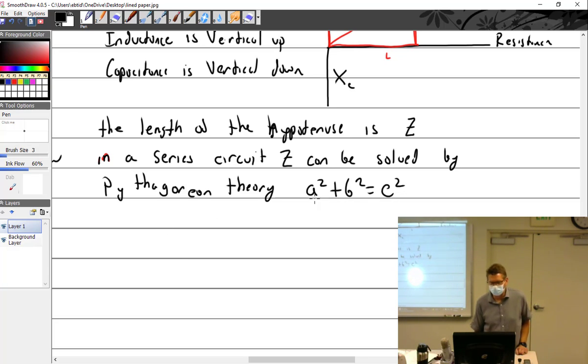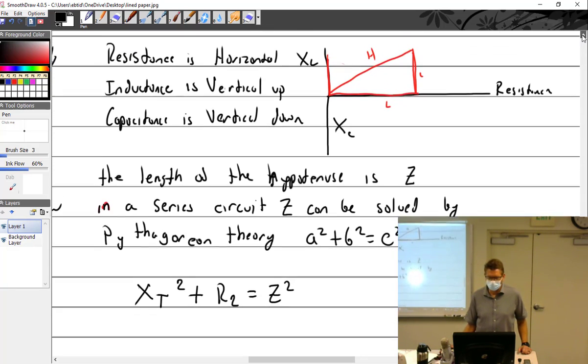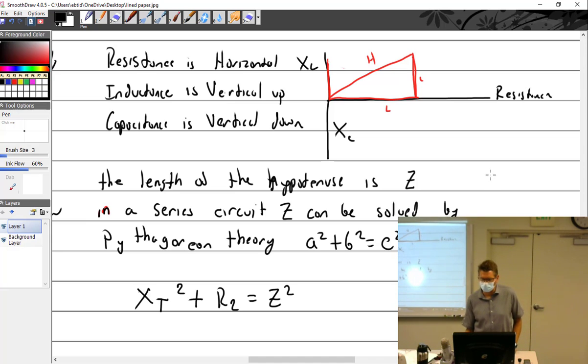All right. Now, we're not going to use A squared plus B squared equals C squared. We're going to use X total squared plus R squared equals Z squared. Can you see where that came from? Let's scroll back just a little bit. Remember, the Pythagorean theorem is about a right triangle, where this is A, this is B, and this is C right here. So the length of C is A squared plus B squared equals C squared.